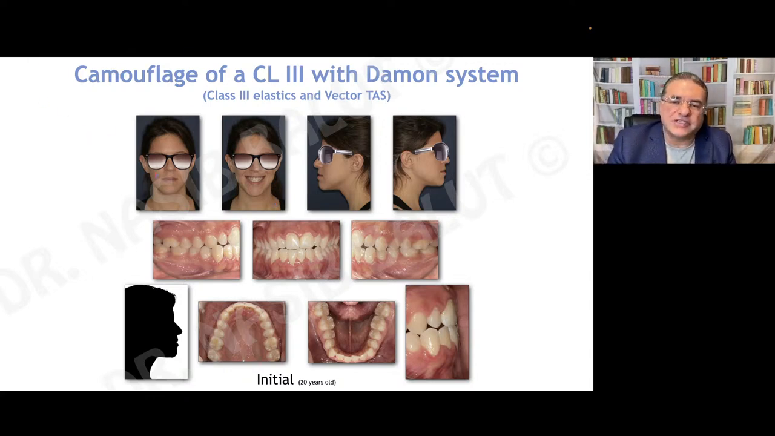How can we camouflage these cases? I like to be very conservative in the beginning. I always try to solve the case with class 3 elastics to begin with. If the patient doesn't use the elastics or if they don't work as I was expecting, then I will use mini implants. In this case, one mini implant on the left side to improve the class 3.